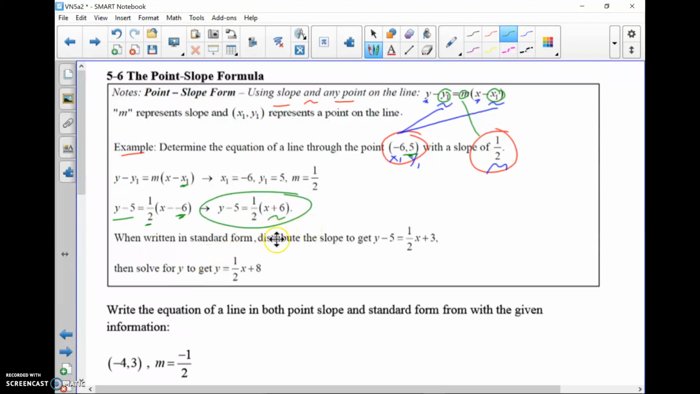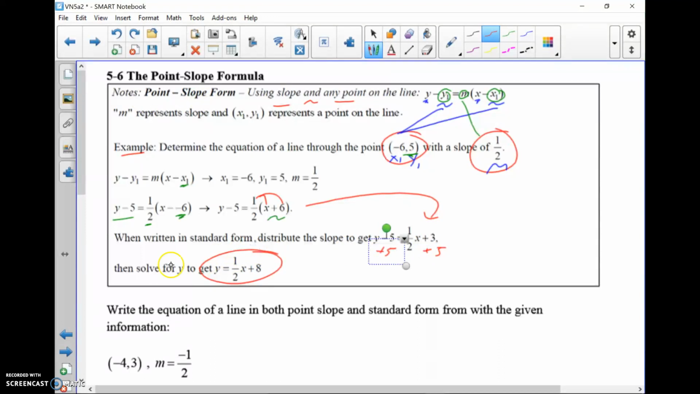But we like to get it into regular y equals mx plus b. So we're not going to stop right there. We're actually then going to distribute our slope. So 1/2 times x is just half x, and 1/2 times 6 is 3. So after distribution, that gets us here. And then all you need to do to get y alone is just add that 5 over on both sides, and that'll get you down to your standard y equals mx plus b form, y equals 1/2 x plus 8.